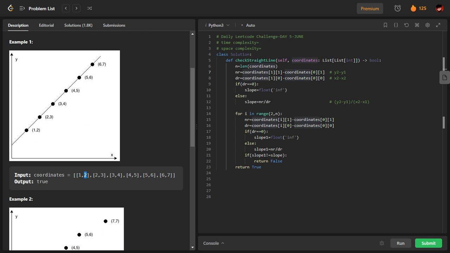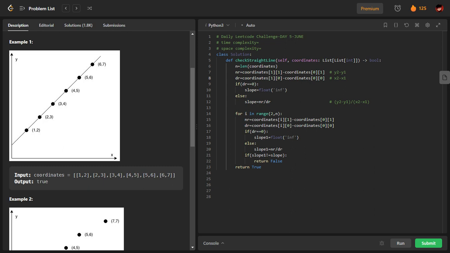Yeah, this one. So coordinates of one of one, this point. Similarly, coordinates of zero of one. This is coordinates of zero, and this is coordinates of zero of one. So y2 minus y1, as I have mentioned here. Similarly, if we just go through it, this will be coordinates of x2 minus x1. Yeah, this is going to be the denominator.